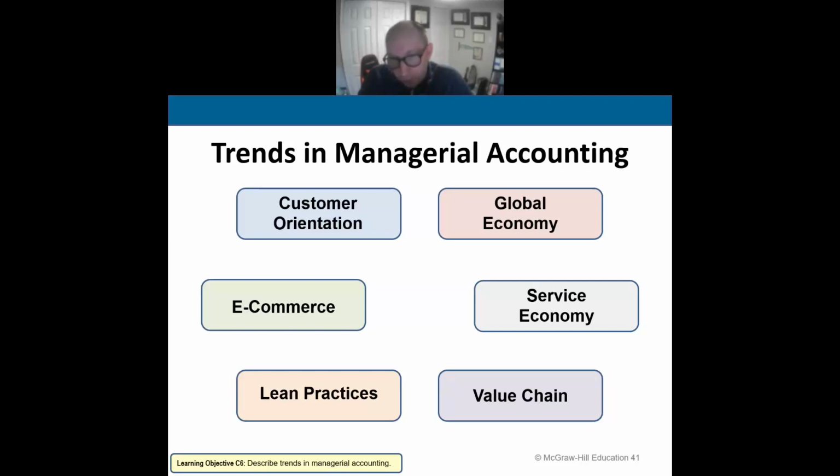Here in the United States, we have more of what we call a service economy. We focus on services being provided. We add to the value chain. E-commerce is a growing area. It's where we sell things online.